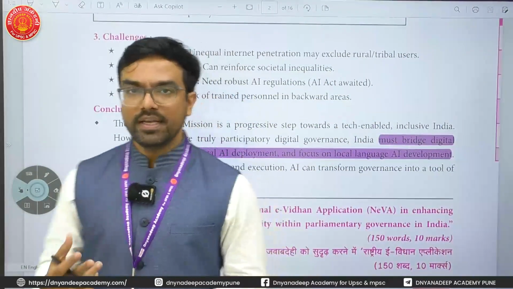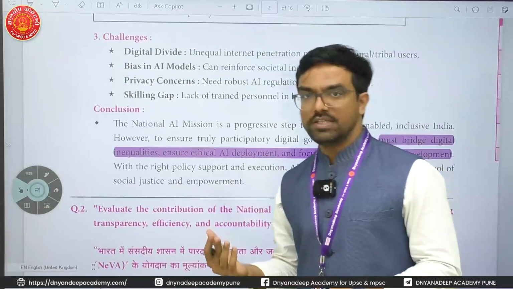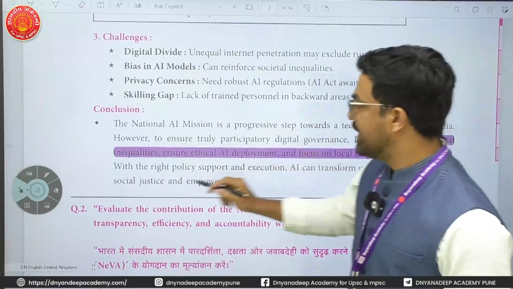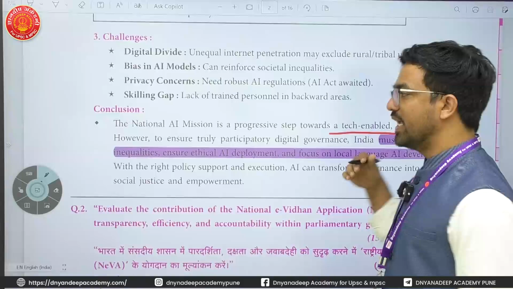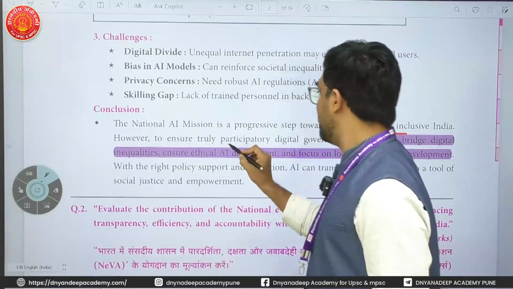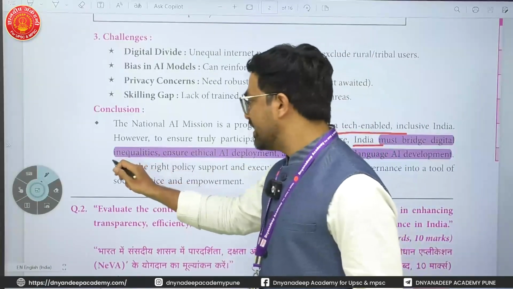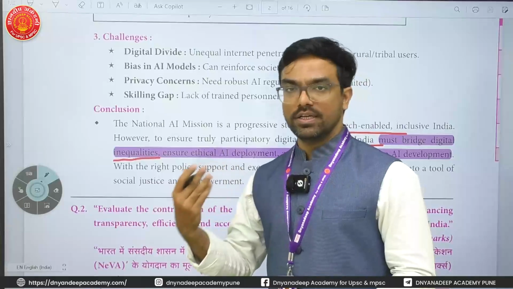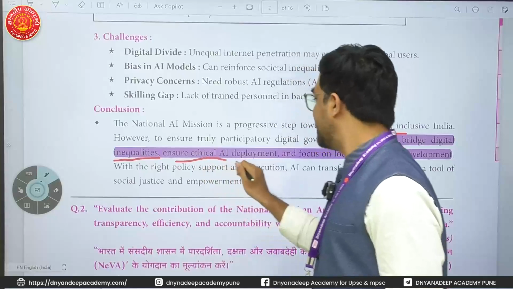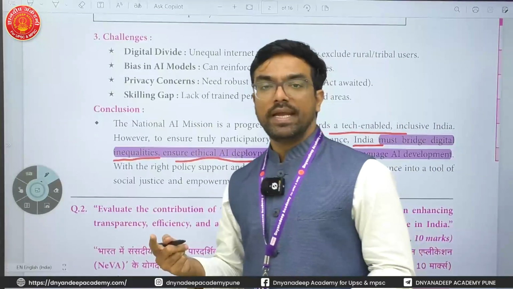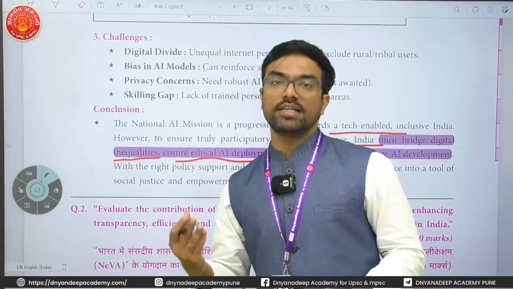Here separately you can write what measures should be taken, or in the conclusion you can mention 2 or 3 measures. Like here it has mentioned, yes, the AI mission is a progressive step towards a tech-enabled inclusive India, but there is a need to make it truly participatory. India must breach digital inequalities between rural and urban areas and for socially excluded people. So breach digital inequalities, and ensure ethical AI deployment. That is also important because it should not reinforce societal inequalities. It should not be biased against particular communities.